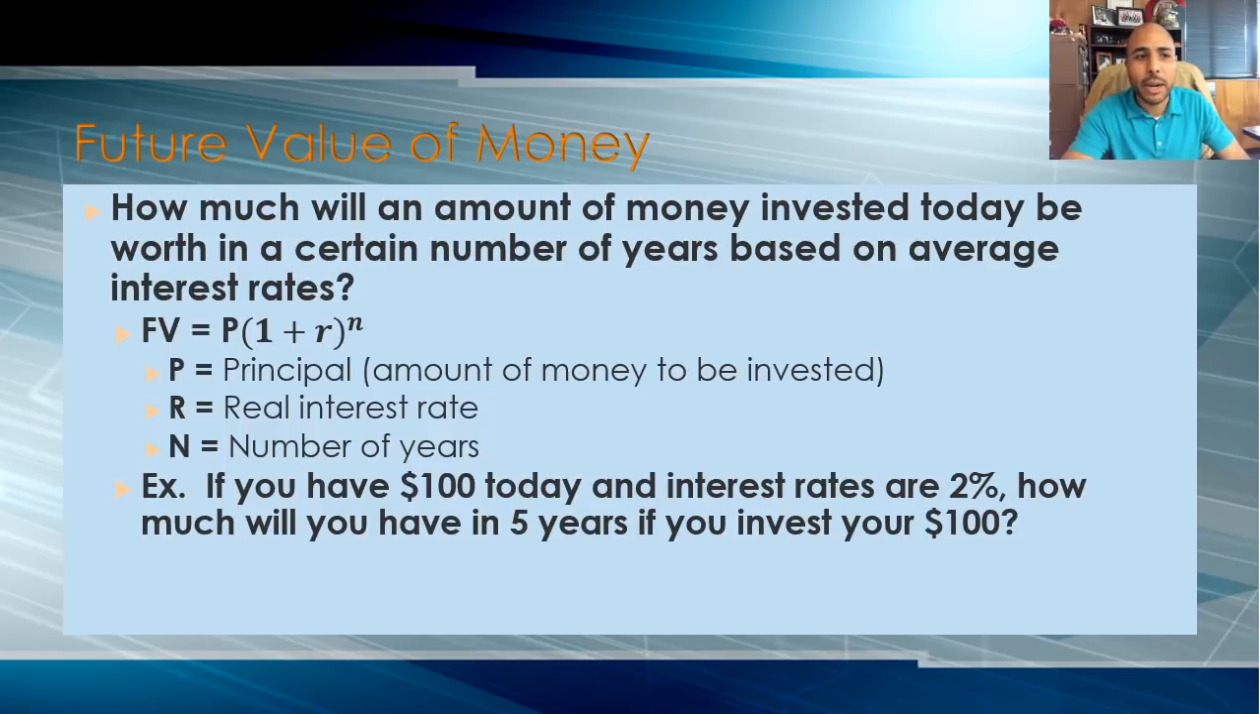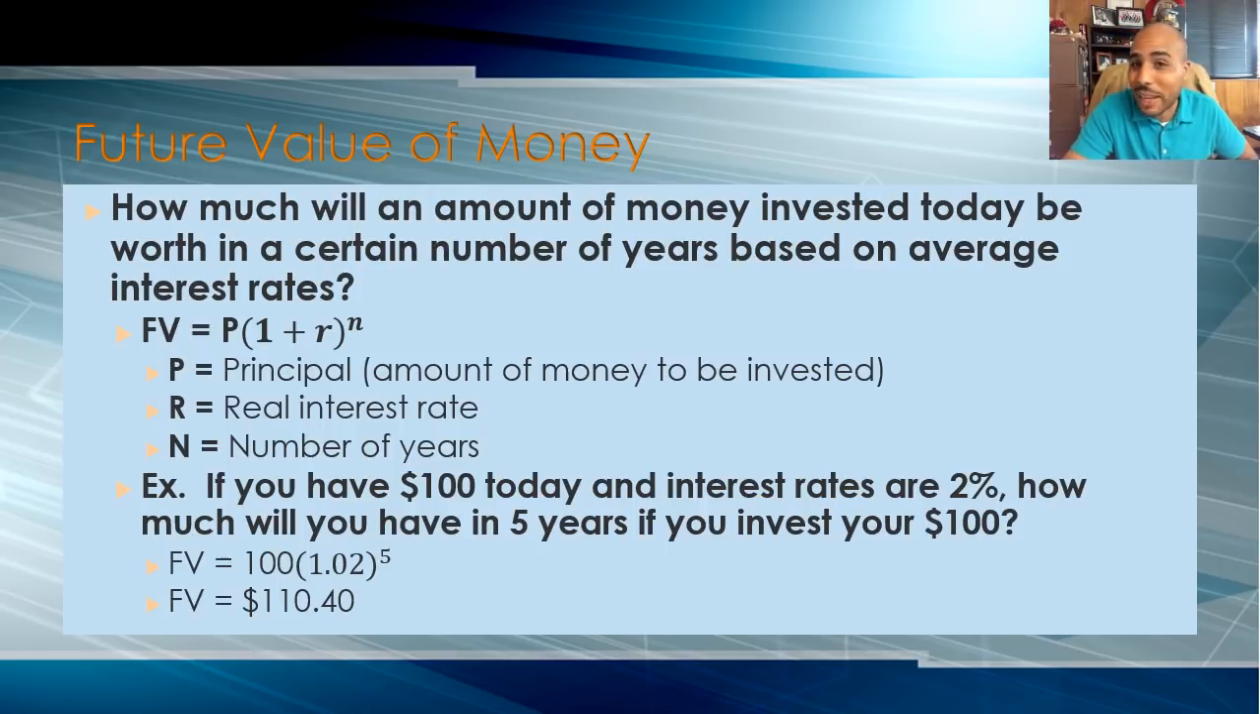So let's look at a scenario. Let's say you have $100 in your pocket today, and the real interest rate is 2%. How much money will you have in 5 years if you were to invest that $100 at 2% interest? Well, this is what we do. The future value of $100 is $100 times 1.02, which is 1 plus 0.02, the interest rate, to the power of 5, because 5 is how many years you're investing for. By the way, you may want to have a graphing calculator or just a standard scientific calculator for this test, because you will see questions like this.